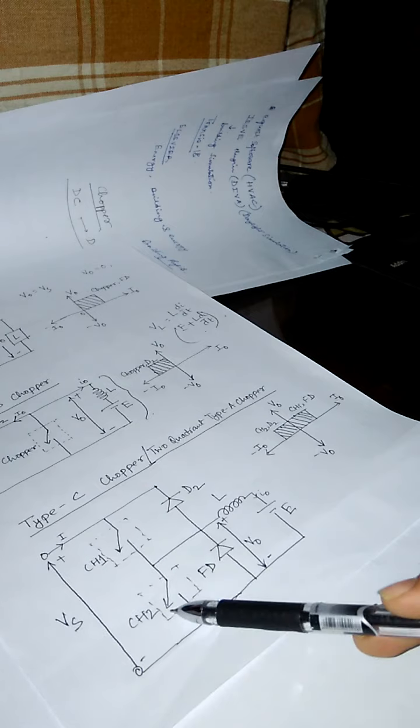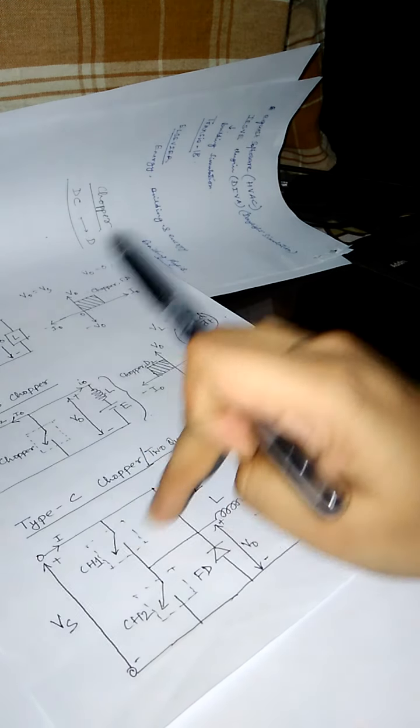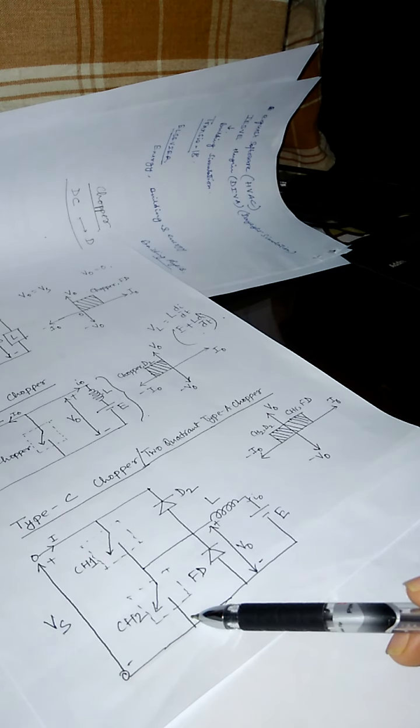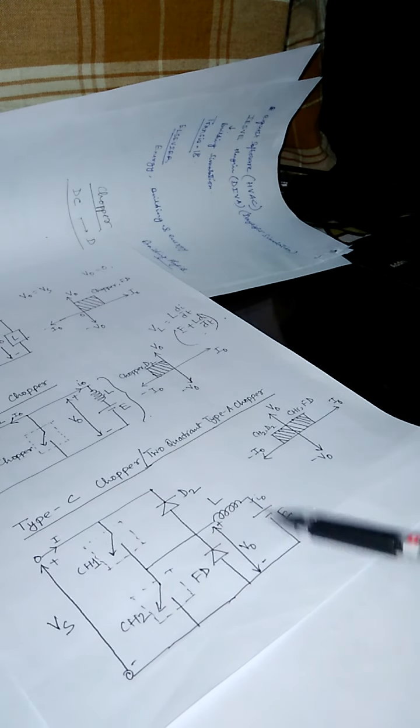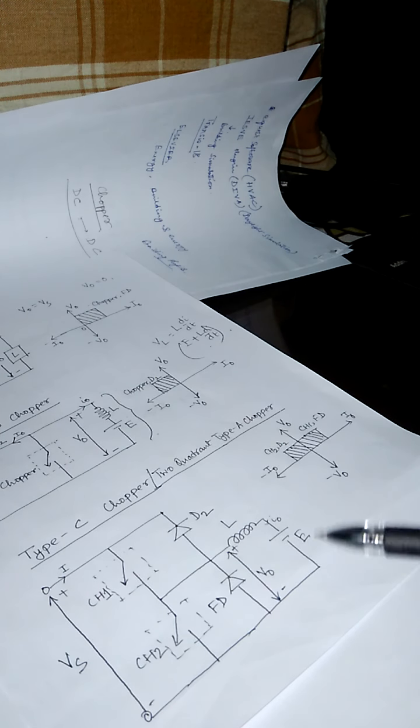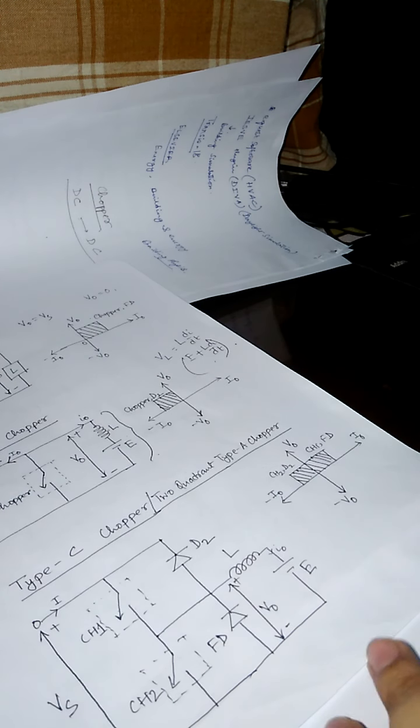But when CH2 is on, then what will happen? The source voltage cannot feed the load side, so the V0 value is 0. But when we consider the directions of the current, we can see that in the two cycles the current directions will be reversed. When we consider the first cycle, what will happen? Suppose this is the first cycle.